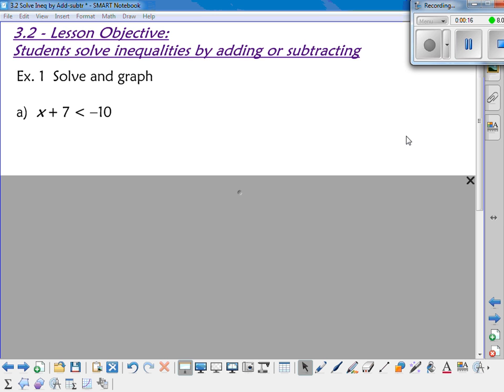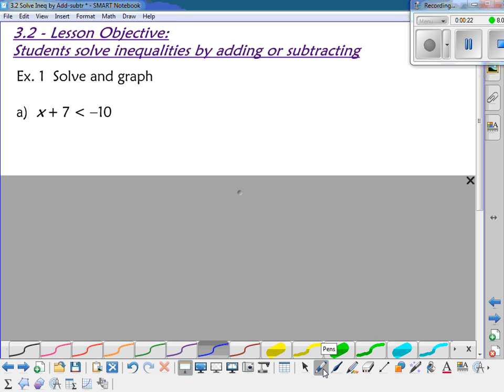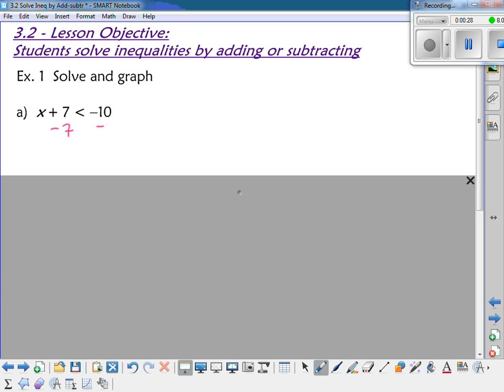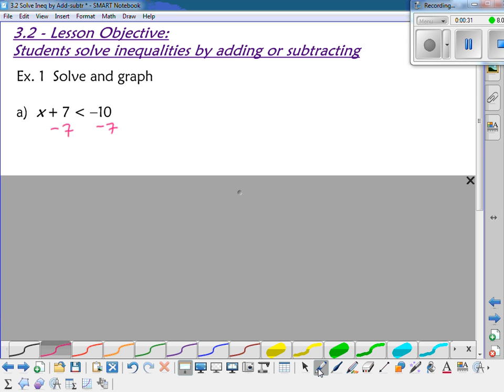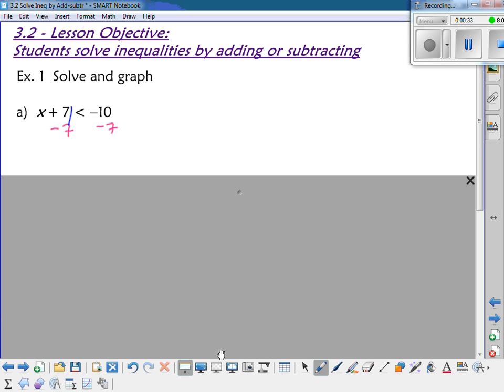So we have that x plus 7 is less than negative 10. So I want to get the x all by itself. The opposite of adding 7 would be to subtract 7. So I subtract 7 from both sides. And then I get x is less than negative 17.